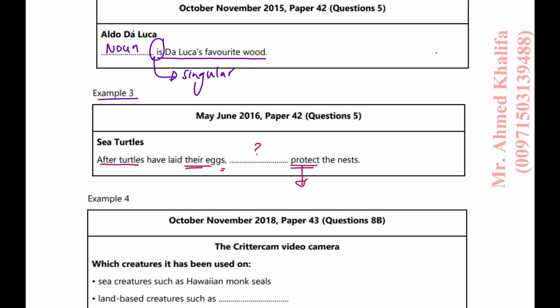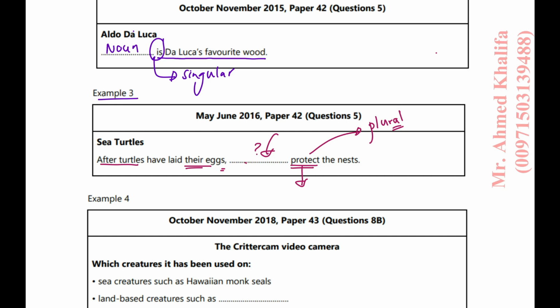Protect here, Mister, is the simple present form. With the simple present form, it's protect, not protects. That means it's a plural verb, so we need something plural here. You got the point, right? You understand this? So the blank here is like the subject of a sentence.